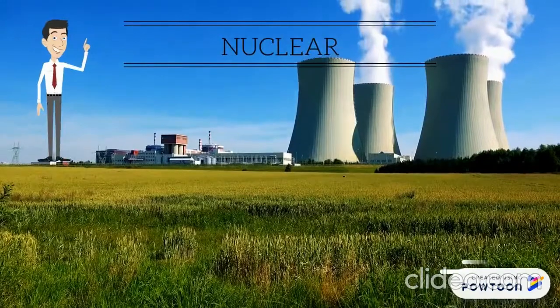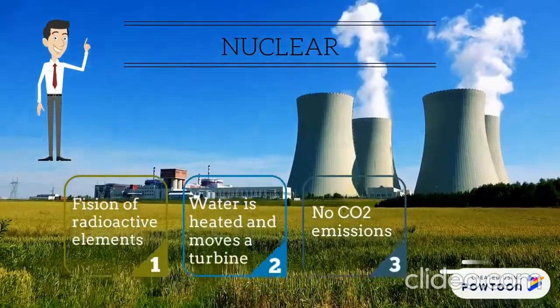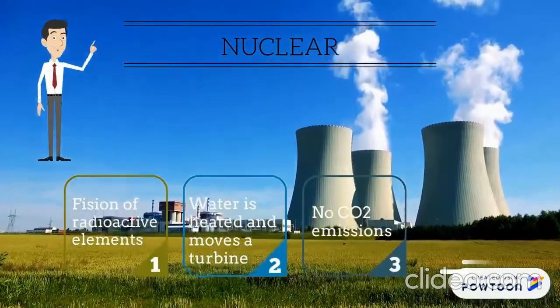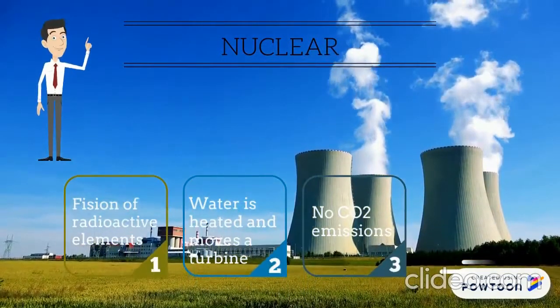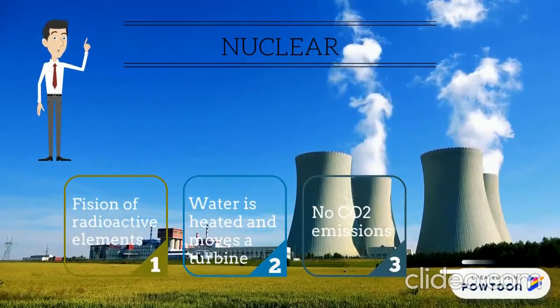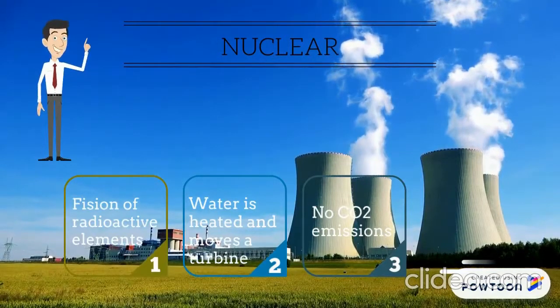And the last ones are nuclear plants, which work with the fission of radioactive atoms to produce heat and move a turbine to produce electricity. It doesn't emit CO2 gases but leaves behind a lot of radioactive materials that are very difficult and expensive to get rid of.